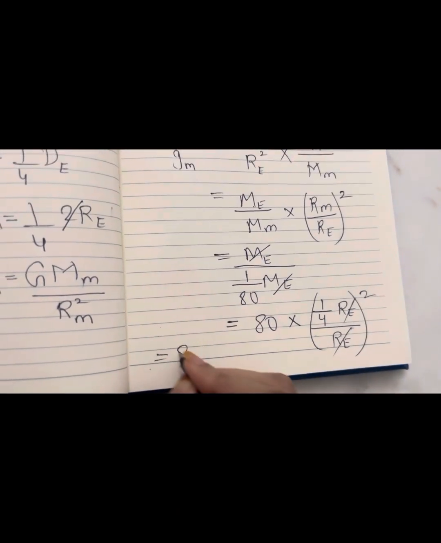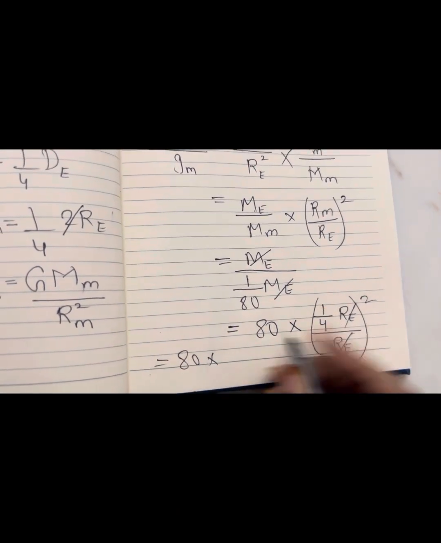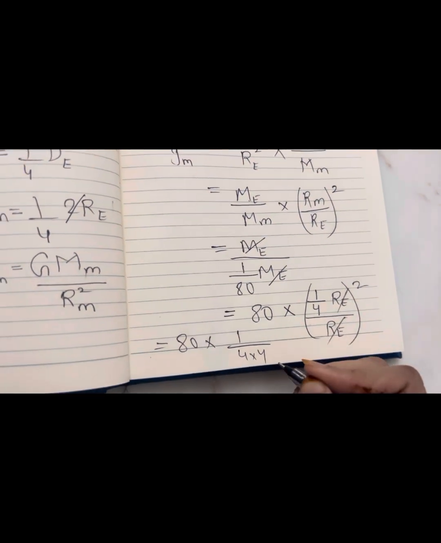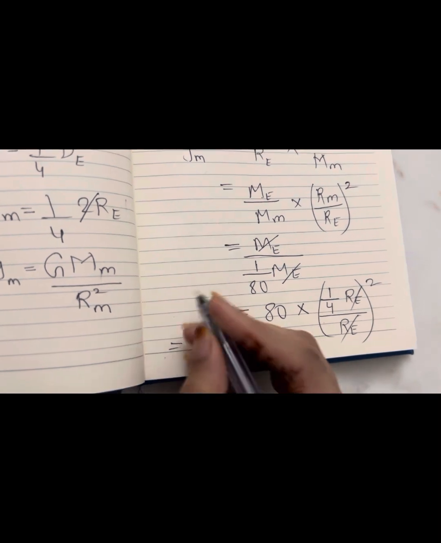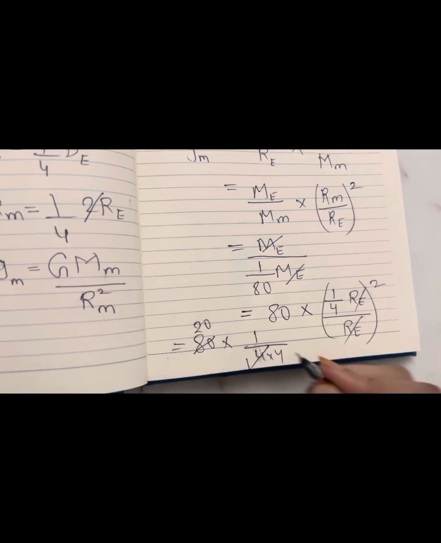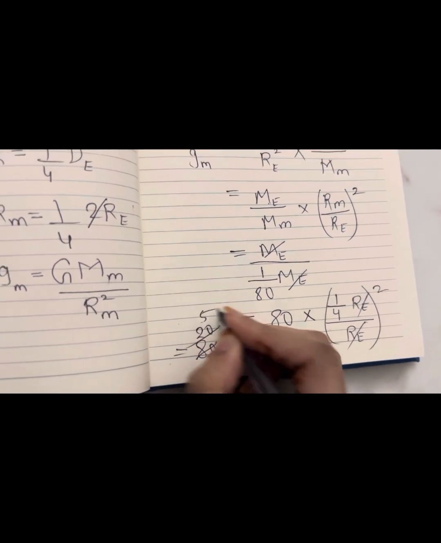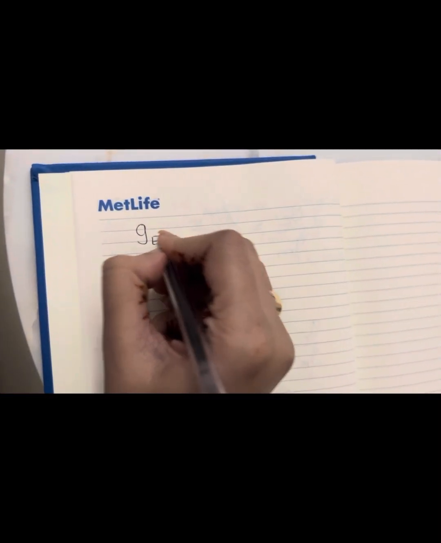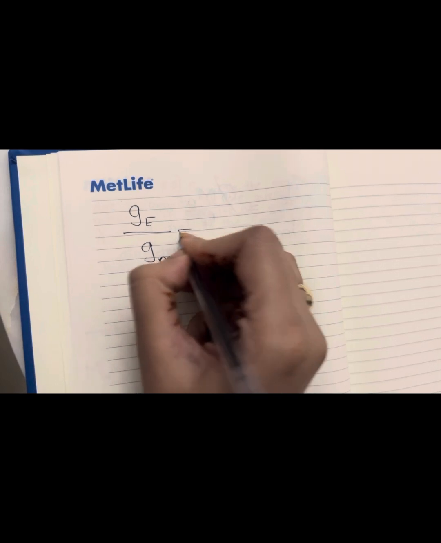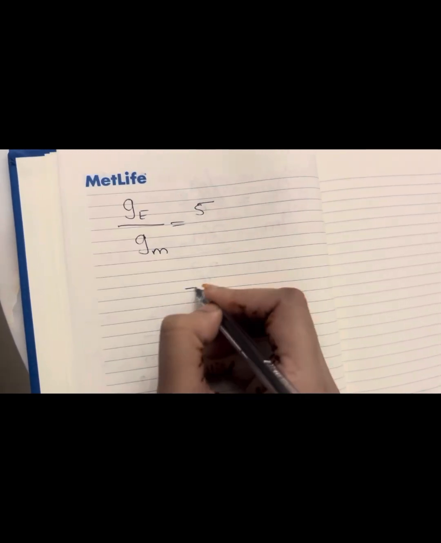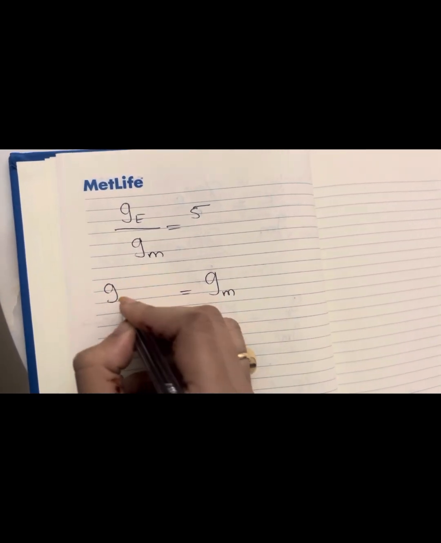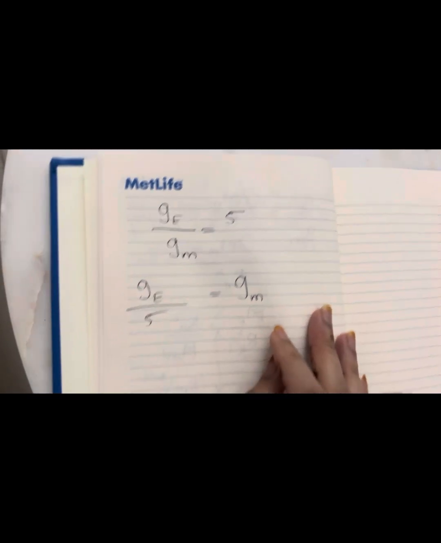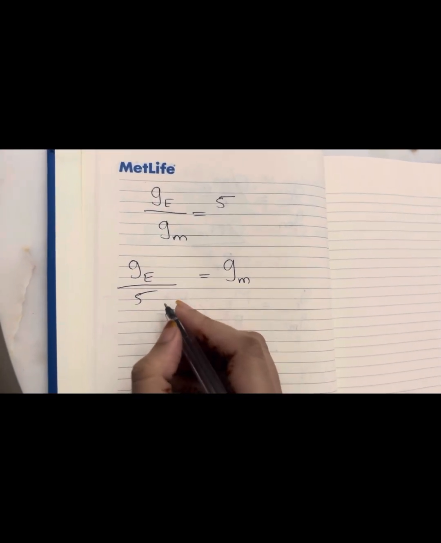Now it is 80 into 1 square is 1, 4 square, 4 4s are 16, so I'll write it twice. This is what we have. 4 1s are 4, 2s are 8, 4 0s are 0, 4 1s are 4, 5s are. So it is 5. Ge upon Gm is equal to 5. Write this Gm over here, Ge upon 5. This 5 will come in the denominator and this Gm will go on numerator on right hand side.